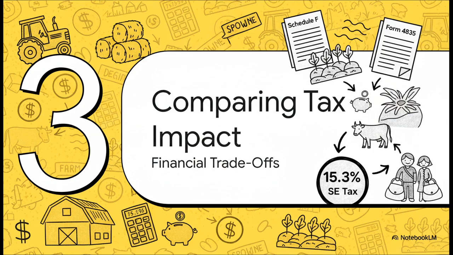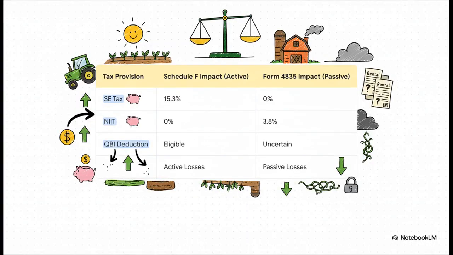And trust me, it's about a lot more than just that 15.3% SE tax. This table is a fantastic summary of what you're weighing. With Schedule F, yep, you pay the 15.3% SE tax, but you completely avoid the 3.8% net investment income tax, or NIIT. You also almost always get to take the 20% qualified business income deduction, that's QBI, under Section 199A. Now, with Form 4835, you dodge the SE tax, but you might get hit with that NIIT instead.